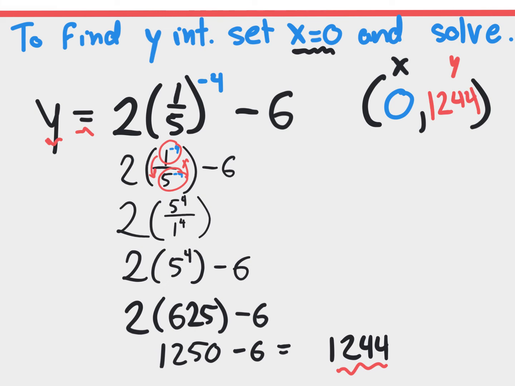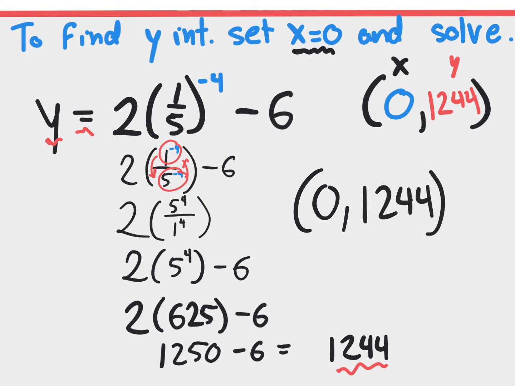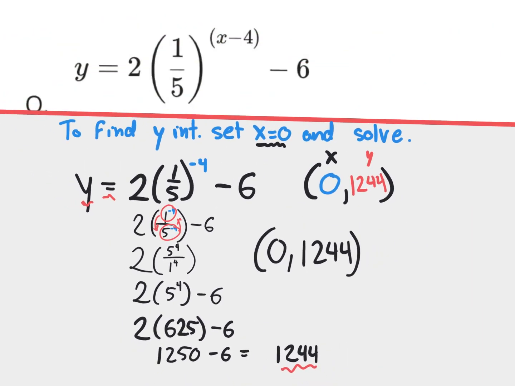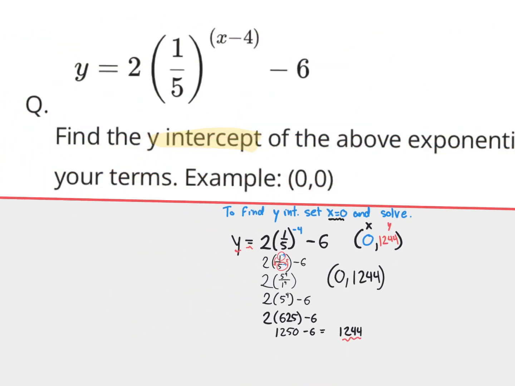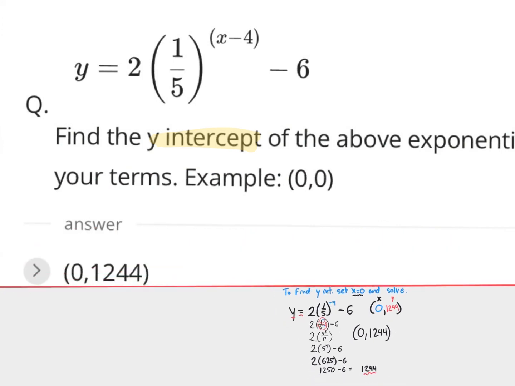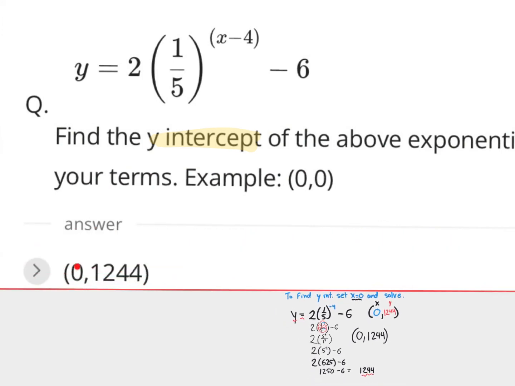So the y-intercept that you need to type in is (0, 1,244). That's how you're going to type it in. That's how it's done. So that is the answer to this question, finding the y-intercept. As you can see, there's the answer, (0, 1,244), in parentheses.